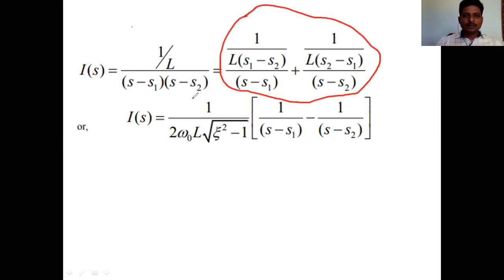After making partial fractions, what we are doing here is substituting the values of s1 and s2, so that we will write I(s) is equal to 1/(2 omega naught L root of (zeta square minus 1)) into (1/(s minus s1) minus 1/(s minus s2)).